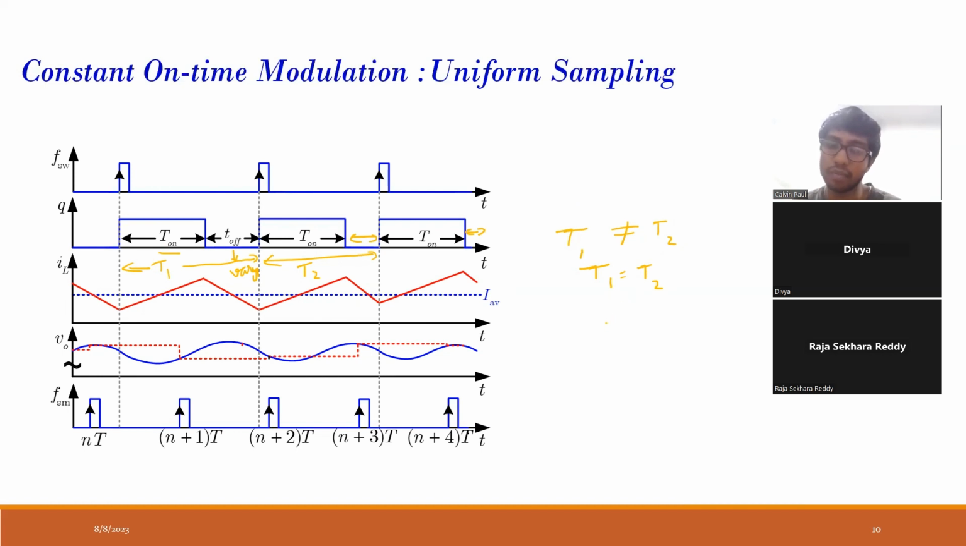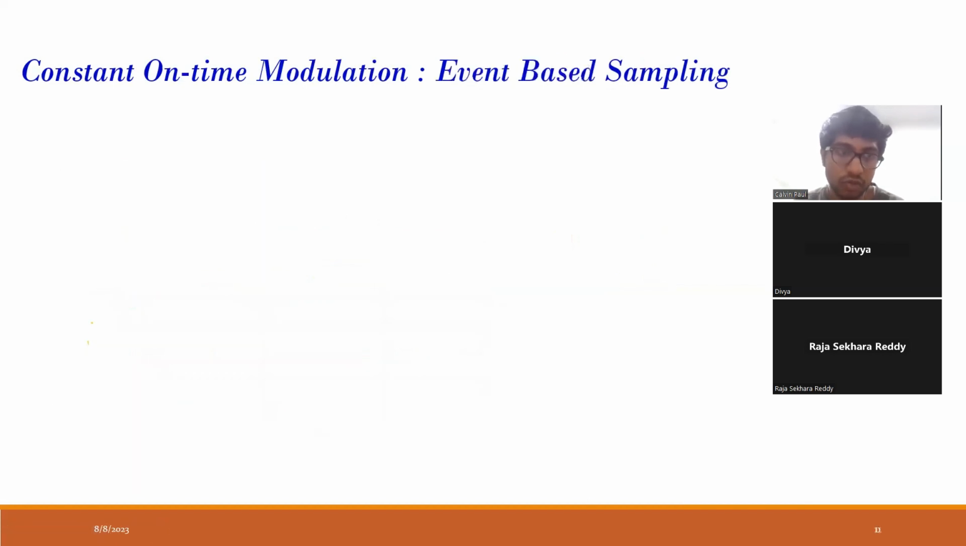Now we want to take the sample. Remember, in the previous blocks we were only taking samples of the output voltage. We were not taking samples of inductor current. So this is my output voltage, which is varying, and I am taking the sample of the output.